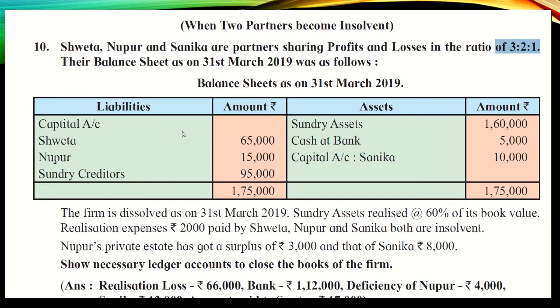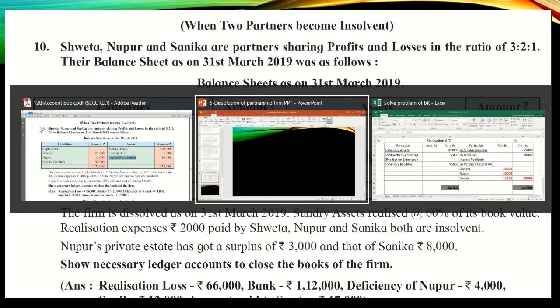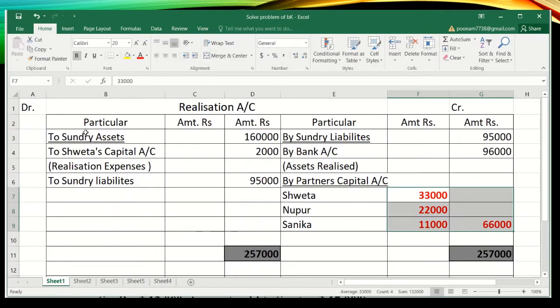From the balance sheet, we record all the opening balances, and we distribute the general reserve and profit and loss. The capital account of Shweta and Nupur is given on the liability side, and the capital account of Sanika is given, 10,000, on the asset side. An asset side means a debit balance and a liability side is a credit balance. So we will record the respective opening balances.